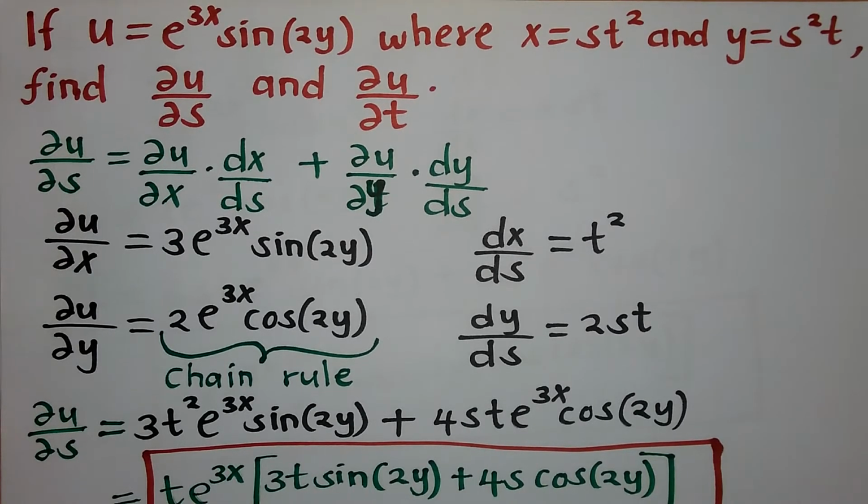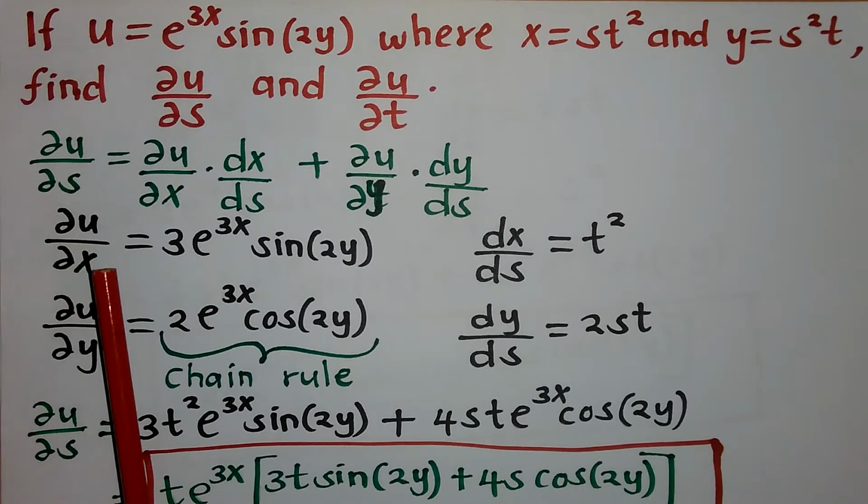That will be given by du over dx multiplied by dx over ds plus the derivative of u with respect to y multiplied by the derivative of y with respect to s. So we can compute them one by one.